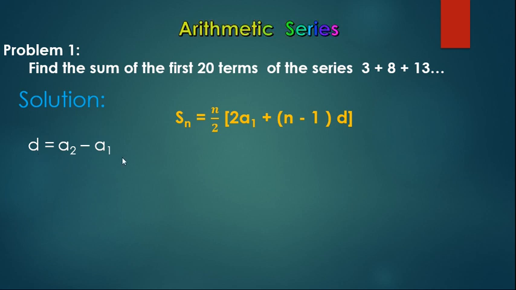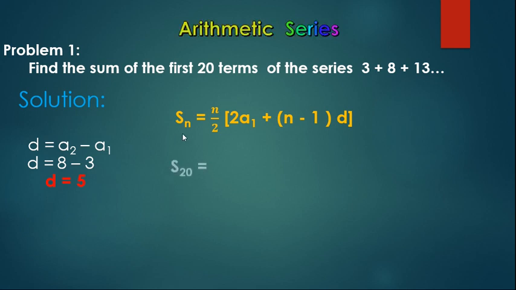So, this is the formula. Still, ganyan pa rin siya, no? a sub 2 minus a sub 1. So, that is 8 minus 3. So, our common difference is equal to positive 5. Next, substitute lang po natin, no?